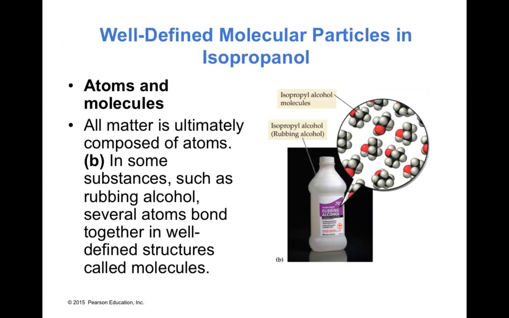On the other hand, isopropanol, also known as rubbing alcohol, is an example of matter composed of molecules. This is the molecule of isopropanol. The molecule of isopropanol is a combination of carbon, that is the black sphere as we mentioned before, the white sphere is hydrogen, and the red spheres are oxygen. So it's a combination of those three atoms in a well-defined structure.